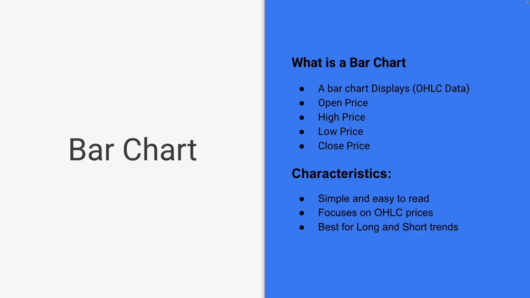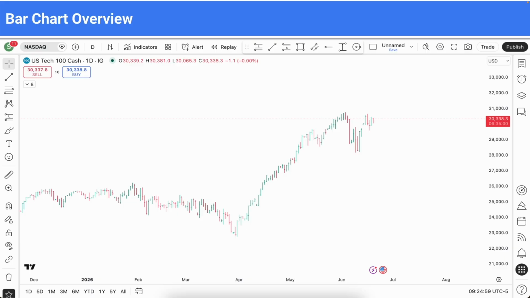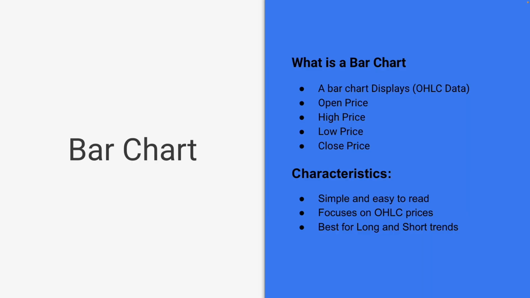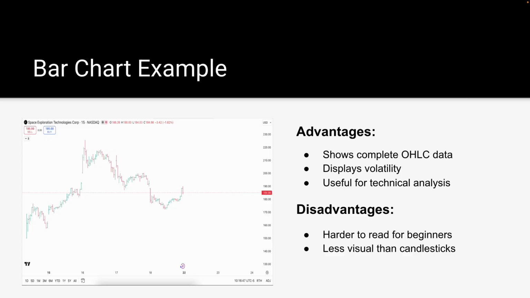Each bar represents a trading period. As you can see, that one line, whether it's red or green, represents a trading period. Here, this is a day graph, so it represents a day's volume. Traders can see the full price range during that period. This is an example of a bar chart.